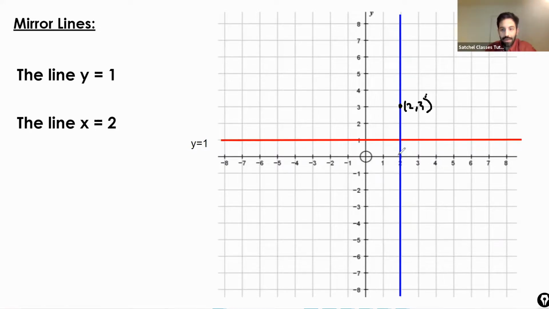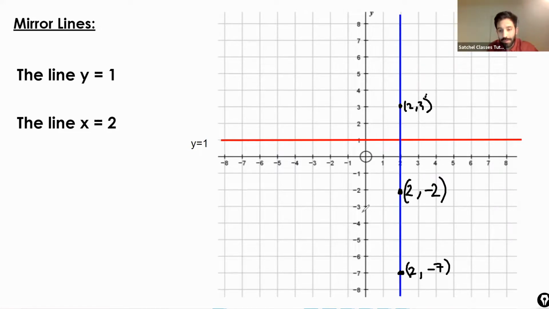If I pick another coordinate, say if I pick this point here, that's still going to be 2, -2. If I pick this point here, our x coordinate is still going to be 2, our y coordinate is going to be -7. So this is the line x equals 2.